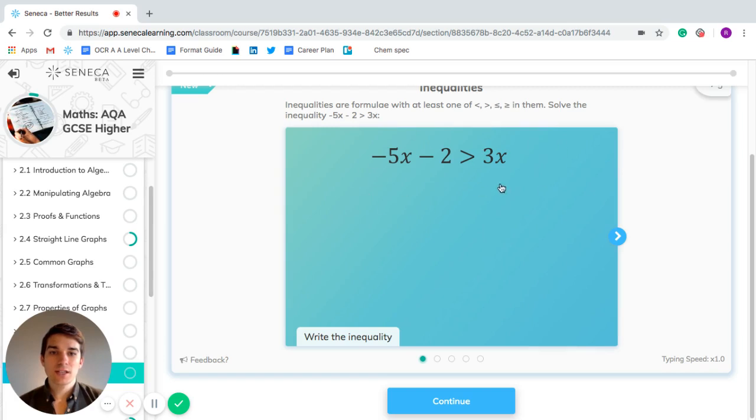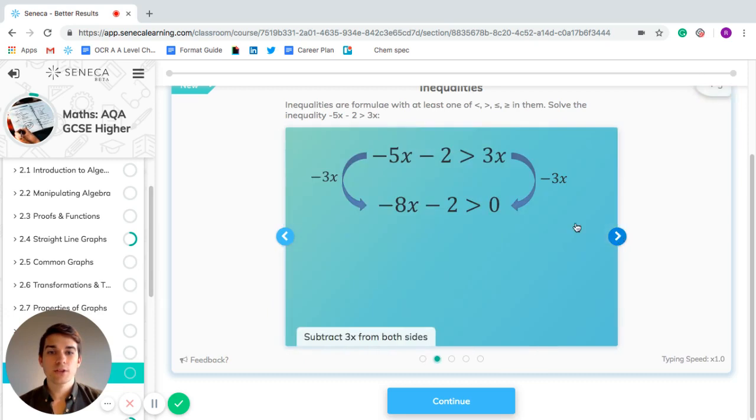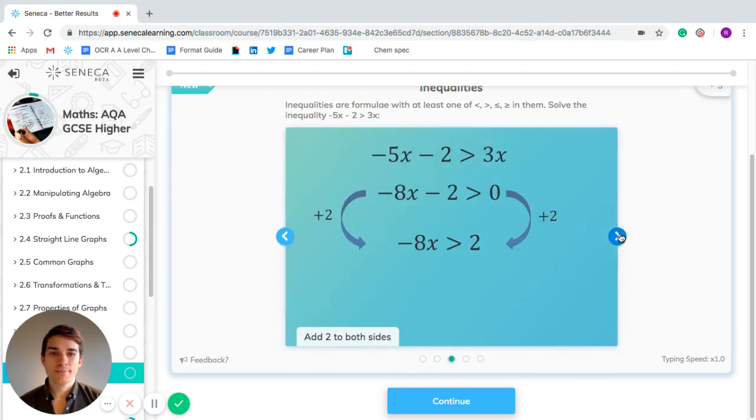So if we've got this inequality here, negative 5x subtract 2 is bigger than 3x, we're going to look at solving this inequality. In the same way that we think about equations, the first step we can do is subtract 3x from both sides to get all of our x's onto one side of the inequality sign. That gives us negative 8x, subtract 2, which is bigger than 0. And then we want to get the x's on their own, so we add 2 to both sides.